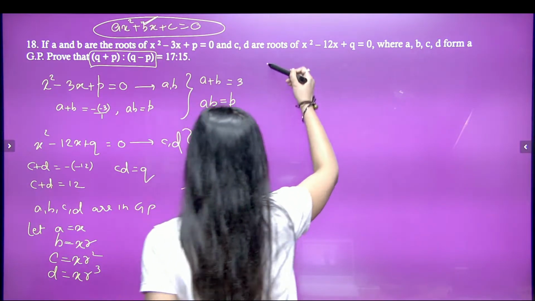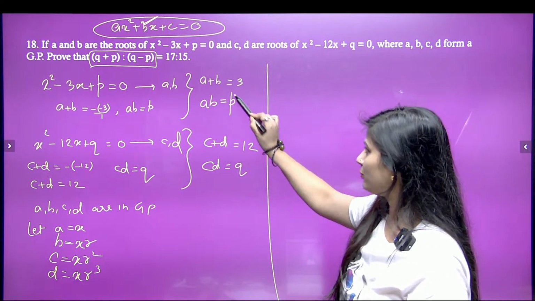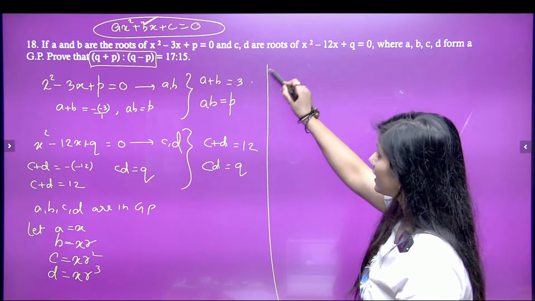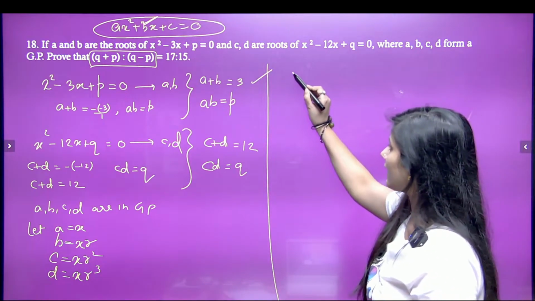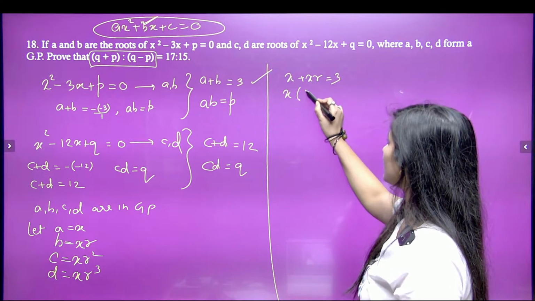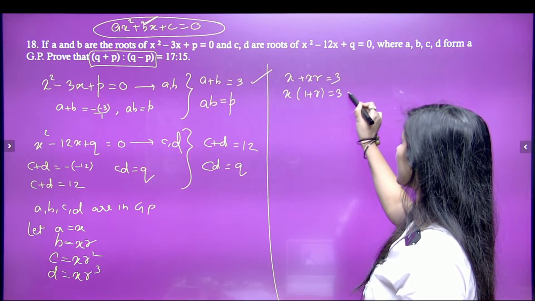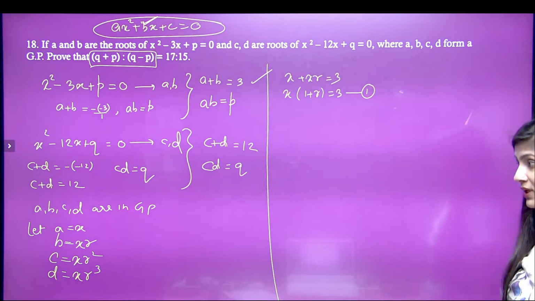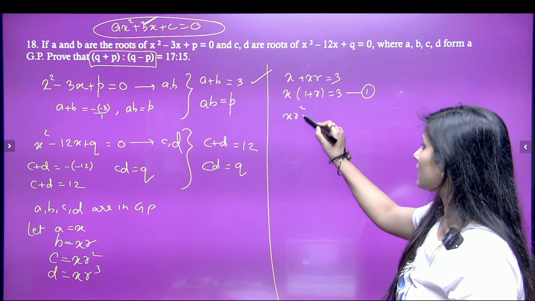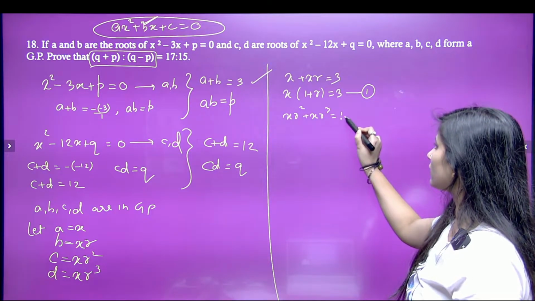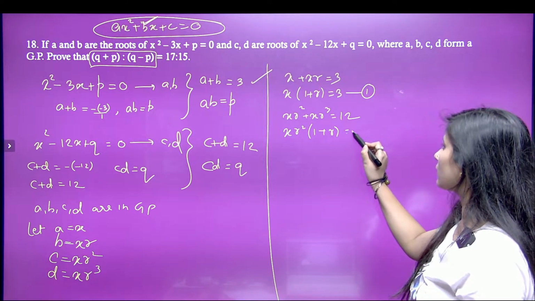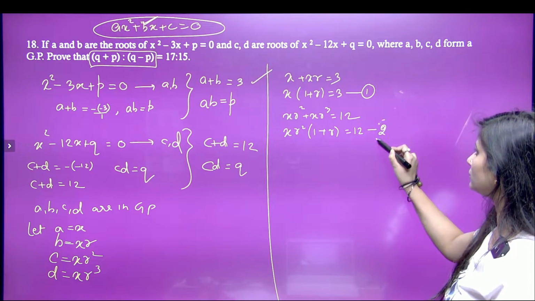So first of all, we need to find the value of a and b to get the value of p, and again c and d to get the value of q. So first of all, see what we have. a plus b is equal to 3. So I can write x plus xr is equal to 3. Now if I take x common, it is x into (1 plus r) is equal to 3, and this is my first equation. Similarly, c plus d is equal to 12. So it is xr square plus xr cube is equal to 12, and if I take xr square common, we have xr square into (1 plus r) equal to 12. This is equation number 2.